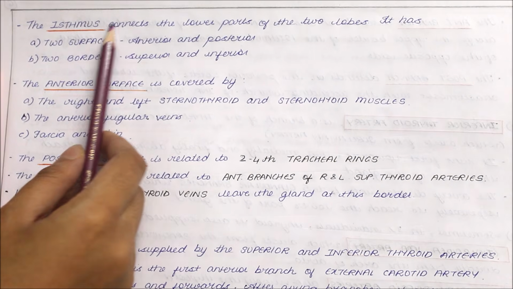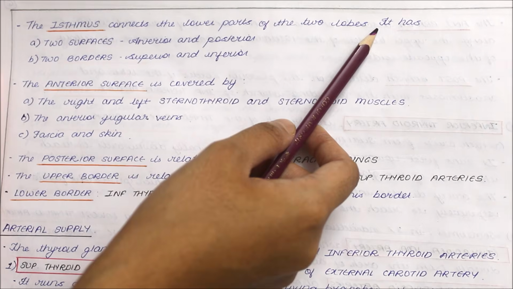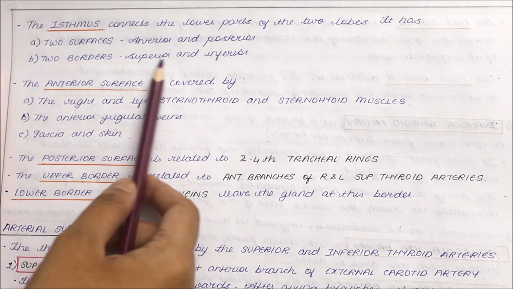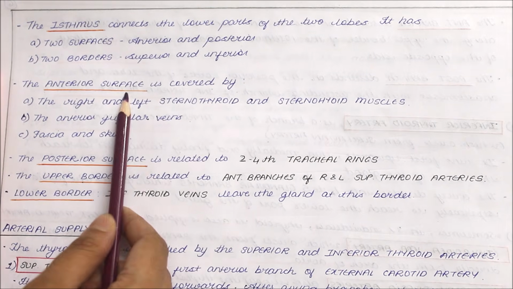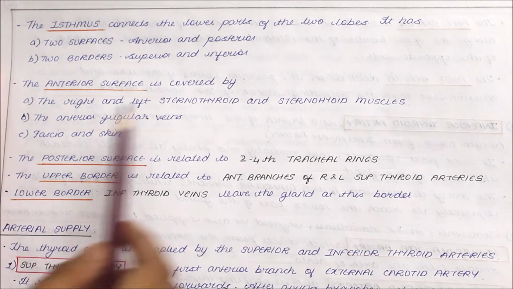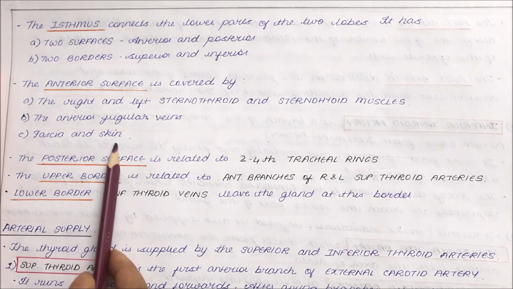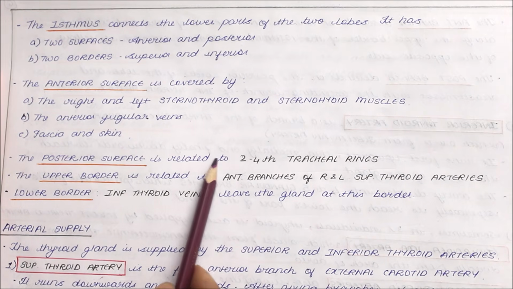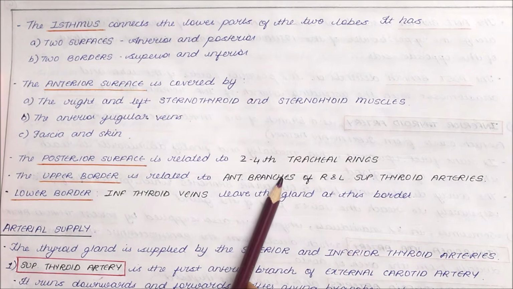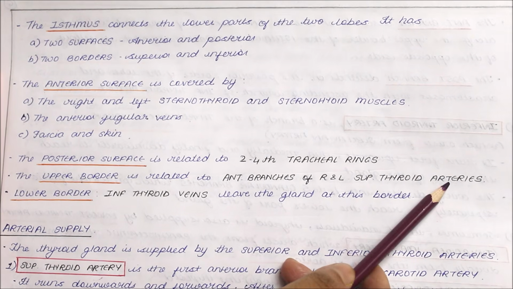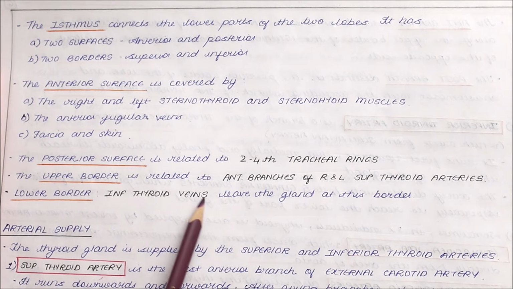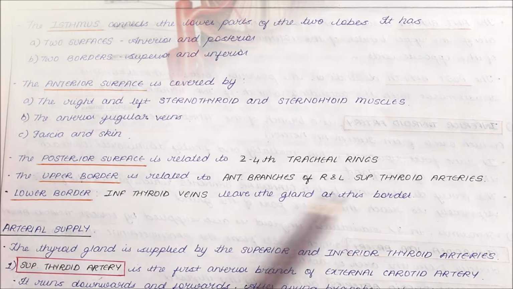The isthmus is a structure that connects the lower part of the 2 lobes. It has 2 surfaces, that is anterior and posterior, and 2 borders, that is superior and inferior. The anterior surface is covered by the right and left sternothyroid and sternohyoid muscles, the anterior jugular veins and fascia and skin. The posterior surface is related to the 2nd to 4th tracheal rings. The upper border is related to the anterior branches of the right and left superior thyroid arteries, and finally the lower border of the isthmus is related to the inferior thyroid veins that leave the gland at this border.